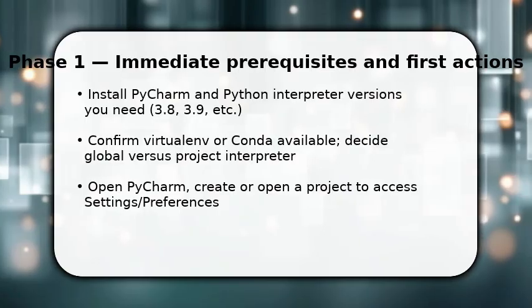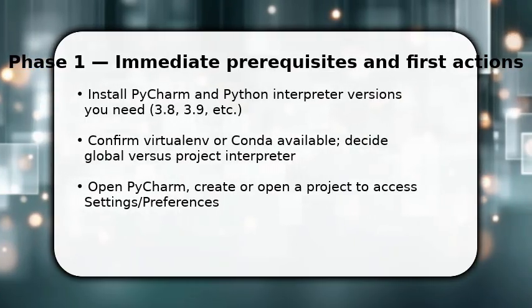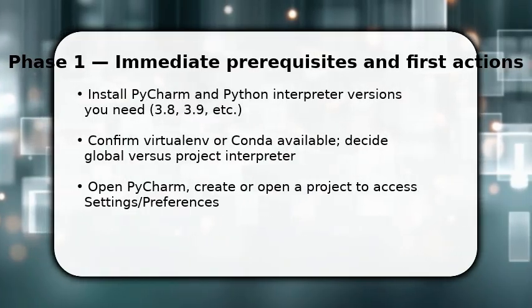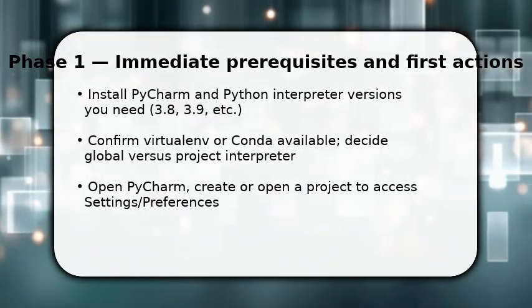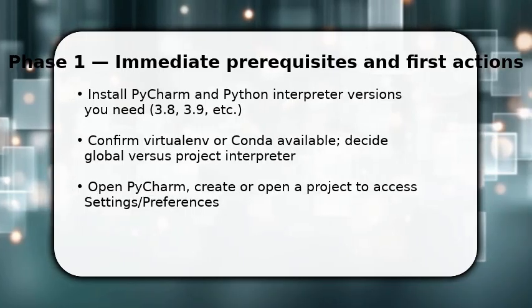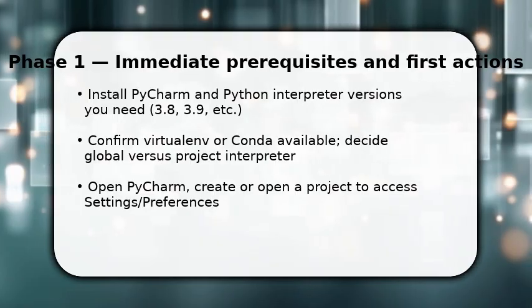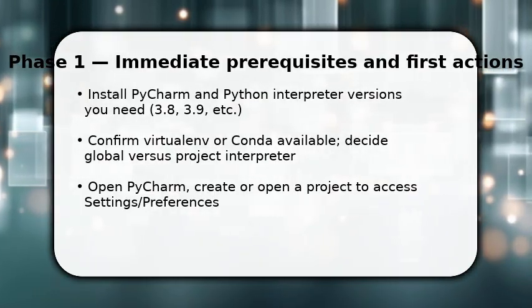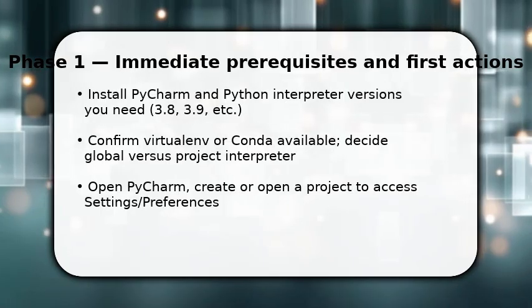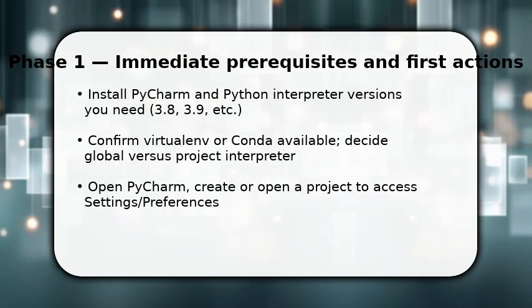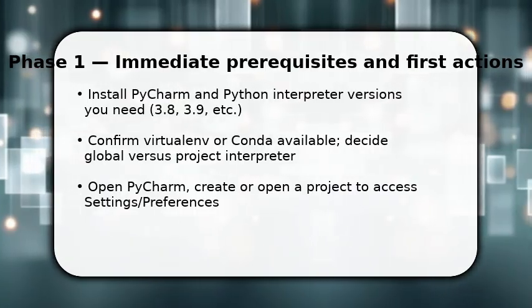You should already have PyCharm and the Python versions installed. If not, pause and install them. Once done, open your project and go to Settings or Preferences. This starts the interpreter configuration. You pick whether to use a new virtualenv, an existing environment, or a Conda interpreter, because isolation prevents dependency conflicts. Make sure to note the interpreter path. This is the file PyCharm will run.